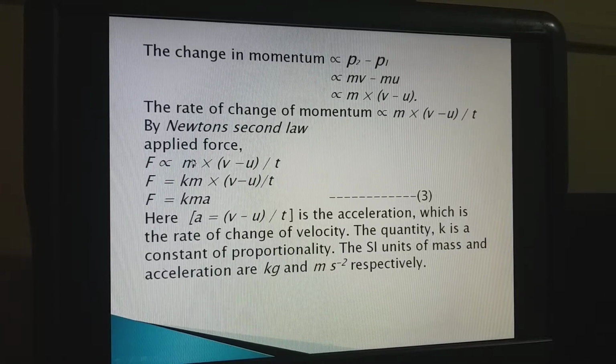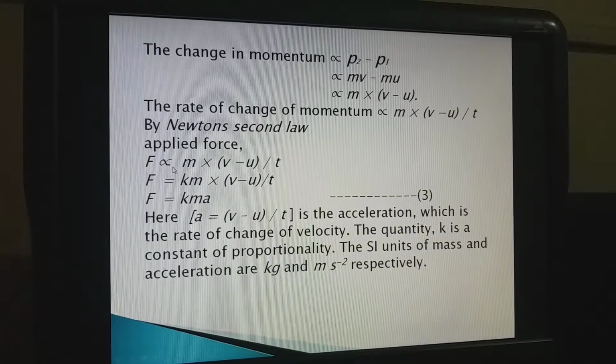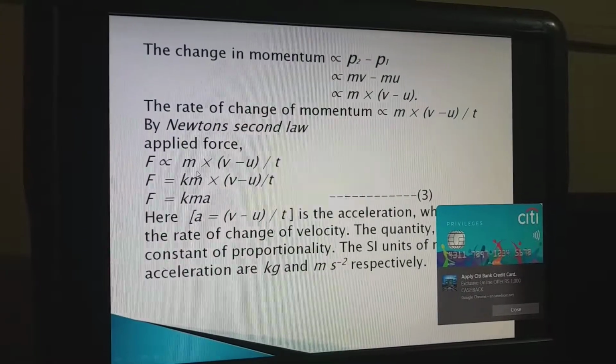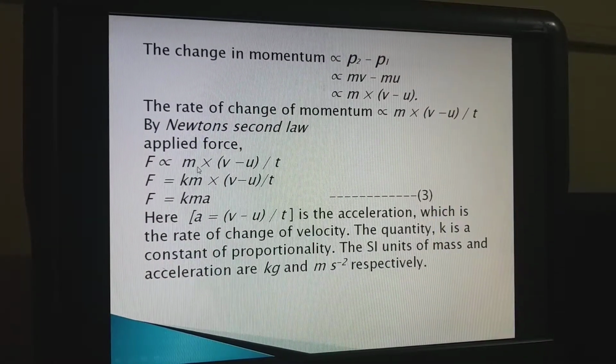Now whatever the applied force will be, it is directly proportional to. You are well aware of what directly and inversely proportional mean. You have learnt it in mathematics. Force is directly proportional to mass into v minus u upon t, that is velocity. Now the force will be equal to k m into v minus u upon t, k into mass into.